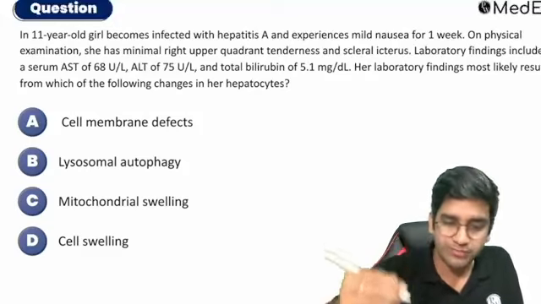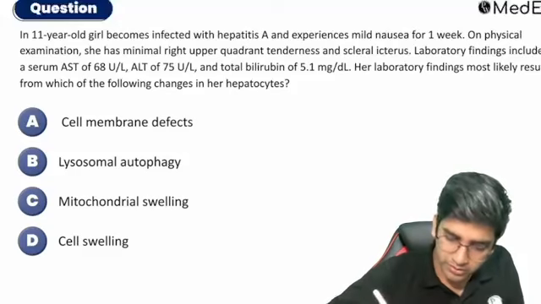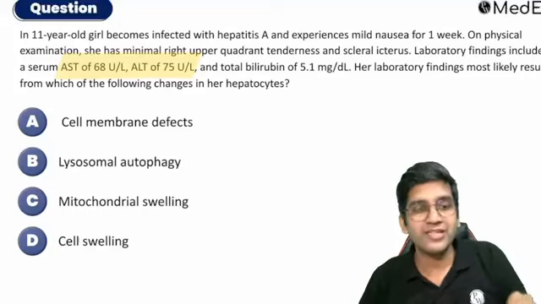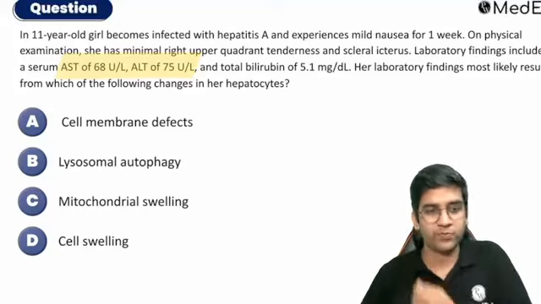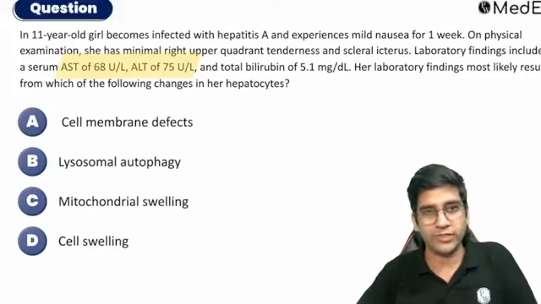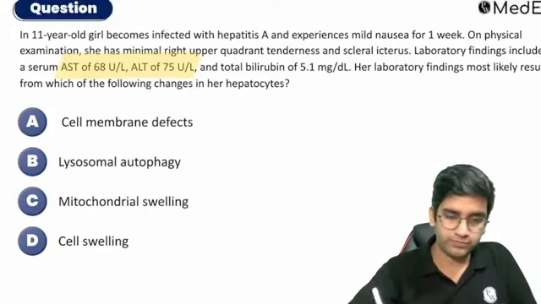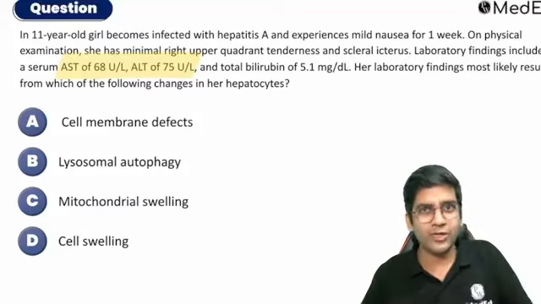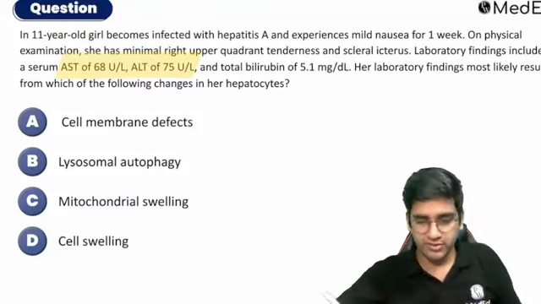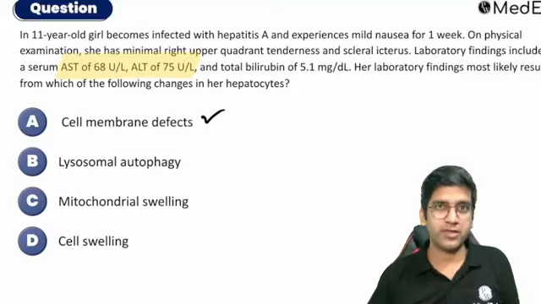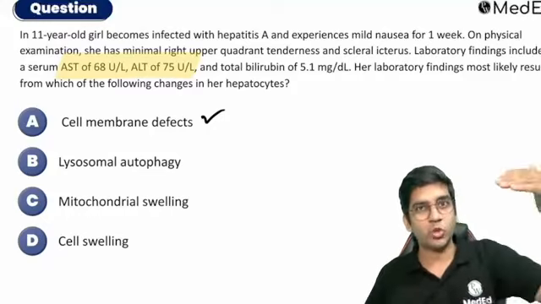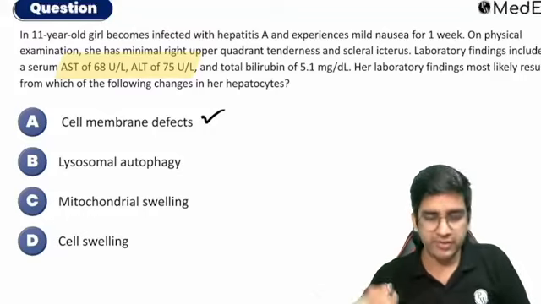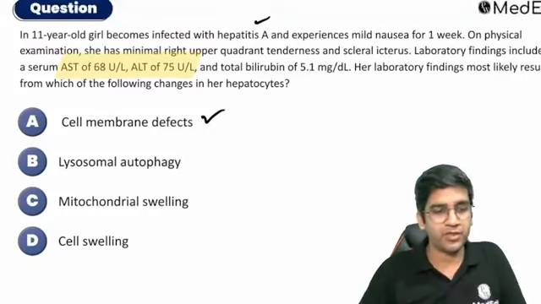I'll give you a very simple clue here. Let's assume that this AST and ALT is elevated. The question is asking, what is the reason for AST ALT elevation? The reason for AST ALT elevation is, we learned in necrosis, the reason why enzymes come outside is cell membrane defects. Right? The cell membrane rupture. That's why troponin came in infarction and the AST ALT level comes out in the liver, in hepatitis. Here is my hepatitis A.